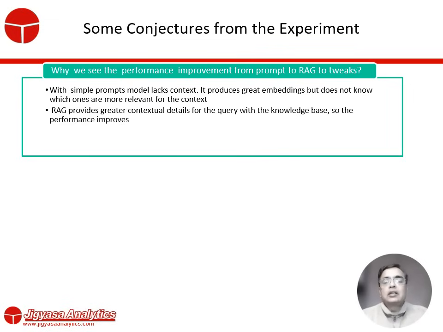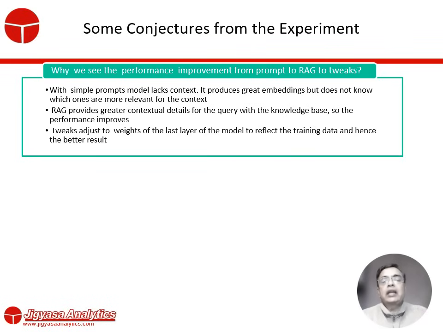With the RAG, it is able to get additional contextual detail from the query knowledge base. And because of that, the performance improves. Now, when we are able to tweak and adjust the weights of the last layer, at least the last layer of the model now reflects the training data, and hence it is most suited to give better predictions for the problem at hand. And that is why we see the gradual improvement from simple prompt to RAG to the tweaks.